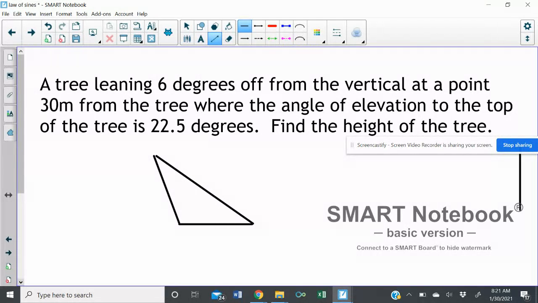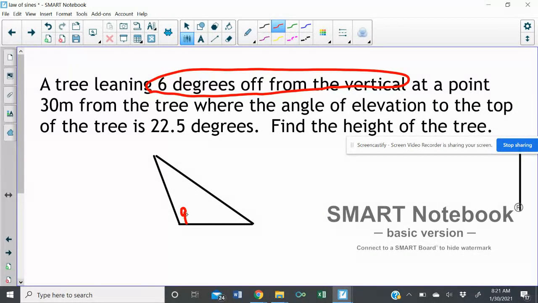All right. And then let's pull this regular triangle back here. Here's my triangle. All right, so the information they gave you, 6 degrees off the vertical, would give me 96 degrees. The vertical, that would be 90, and then 6, gives me 96. The angle of elevation is 22.5 degrees. Again, let me make it big. All right, so a point 30 meters from the tree. So this here would be your 30 meters.